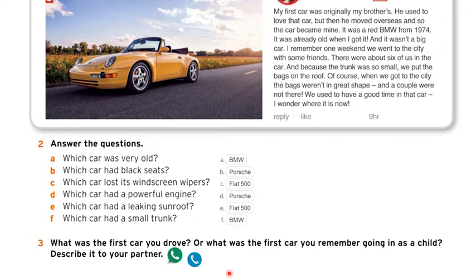Okay, so you're gonna call your classmates, and if you have a car or if you have driven a car, you're gonna tell them about the first car you drove. If it was your mom's car, your dad's car, what model was it, what color was it, or if you haven't driven, you can talk about the first car you remember going in as a child. Okay, so call them, discuss this, and we'll continue in a moment.